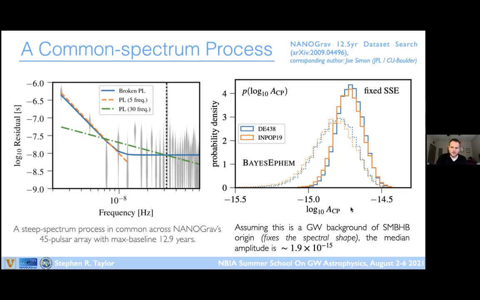Now this amplitude here at that frequency, it's actually on the high side of astrophysical predictions of the background from supermassive binary black holes. It's not excluded and it's not in great tension, but it is larger than we expected it to be. And so this has got some of our astrophysical colleagues interested in interpreting what that means about the supermassive black hole population.